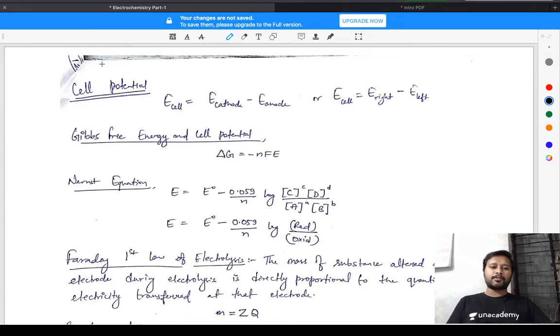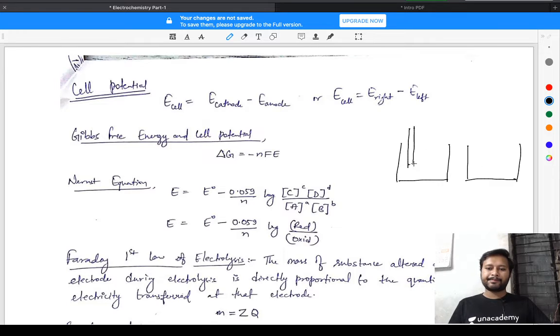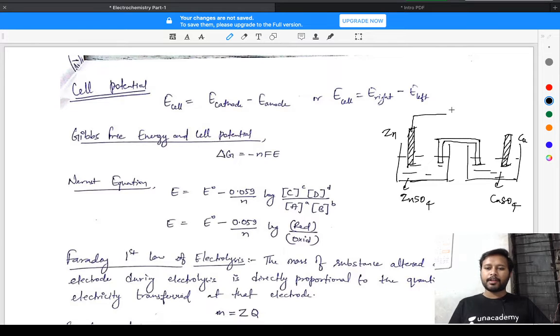Alright, the next formula is on cell potential. The cell potential tells you about the complete cell. Let's say I have a galvanic cell in which I have two electrodes, cathode and anode, and I have dipped them in solutions. Let's say I have put zinc in a solution of zinc sulfate and I have put copper in a solution of copper sulfate. Alright, so first of all, you have to give a salt bridge and you have to attach it through a voltmeter, and that's how the circuit will be made.